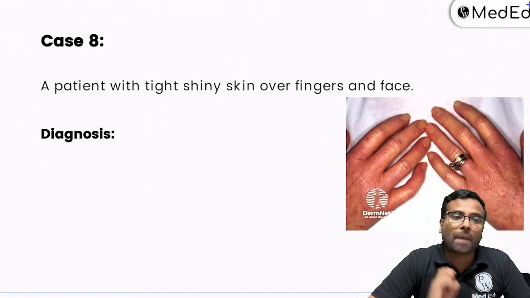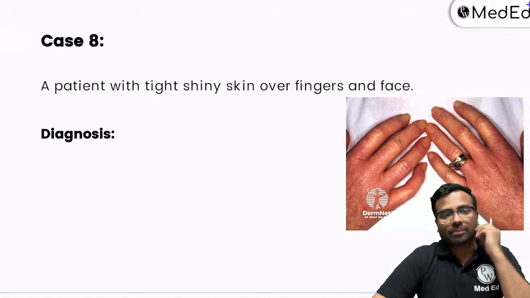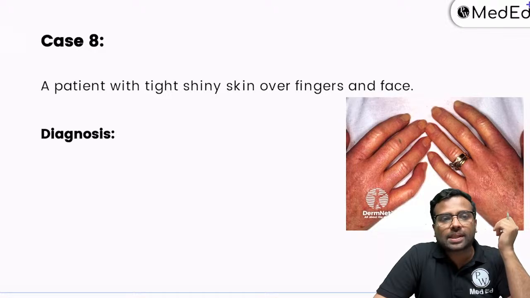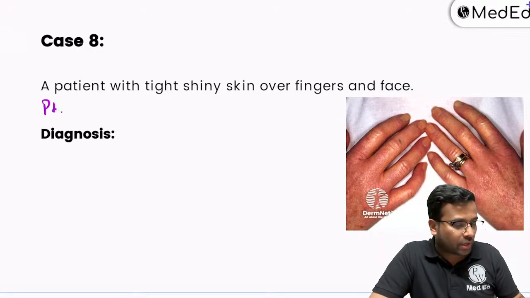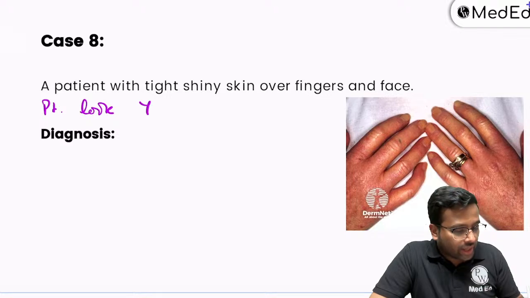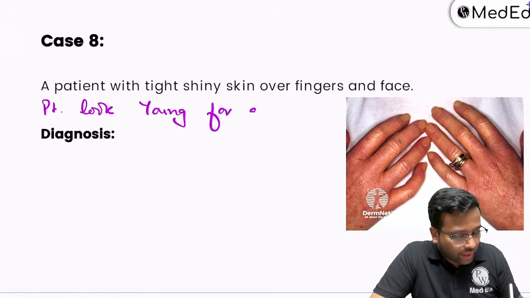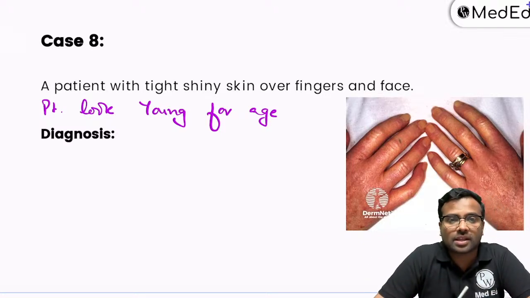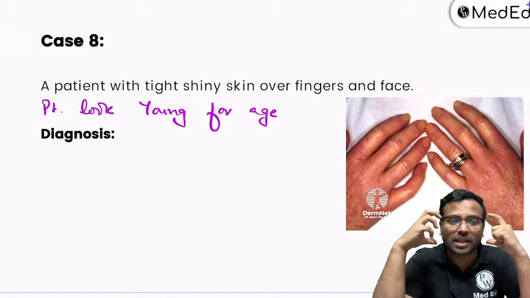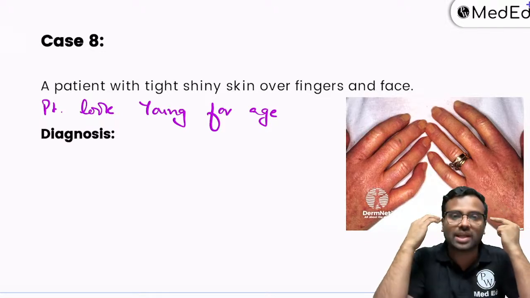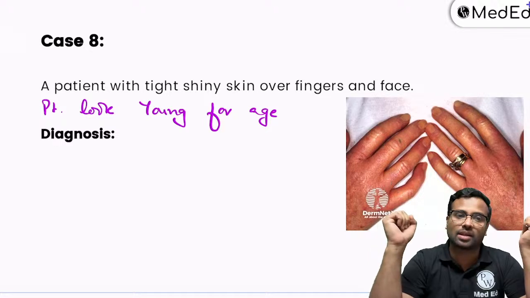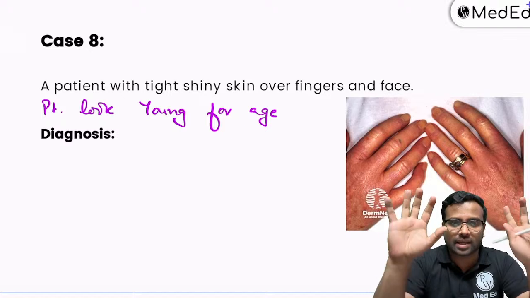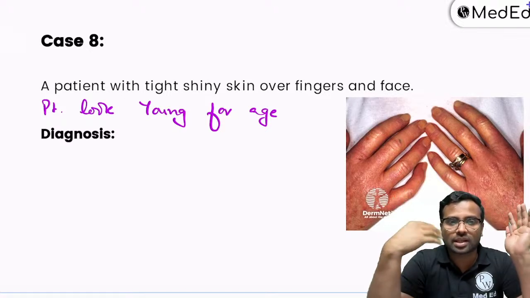So moving to the next one, a patient with tight, shiny skin over the fingers and the face. So here, what is happening is the patient may look young for age. Like if it is a 40-year-old patient, the patient may look like he's just 30. The reason is the skin is going to be very tight, which means you don't see any kind of wrinkle. It looks like very clear skin. And at the same time, the patient is complaining that there is so much tightness of the skin in the fingers as well. So fingers and face are involved.